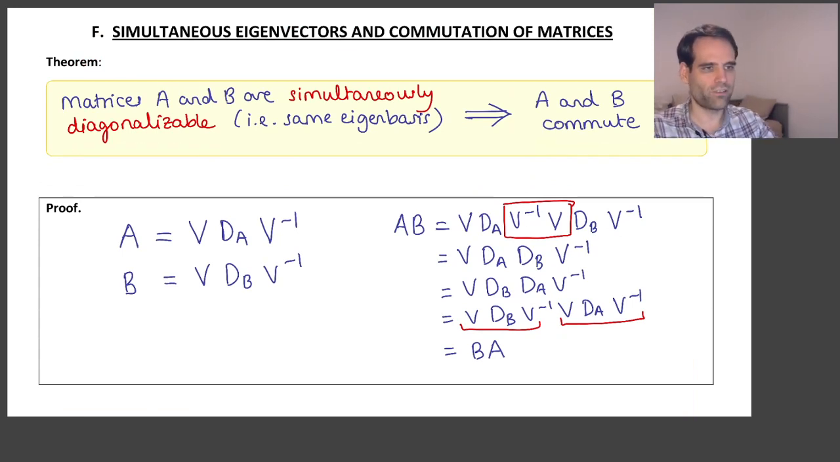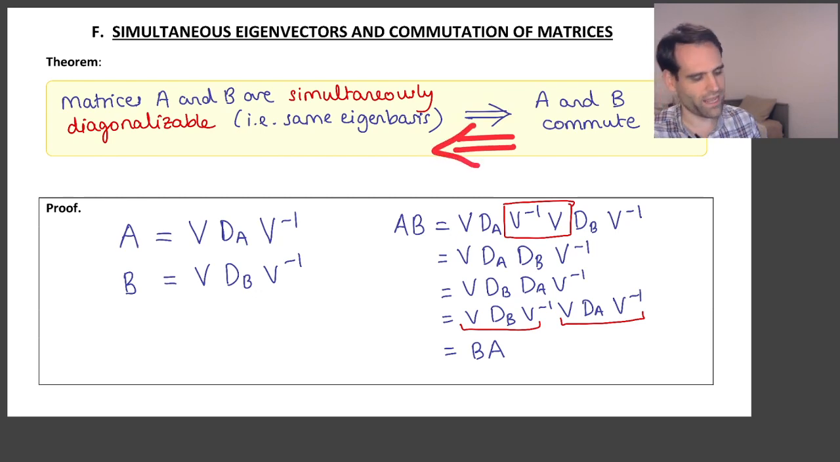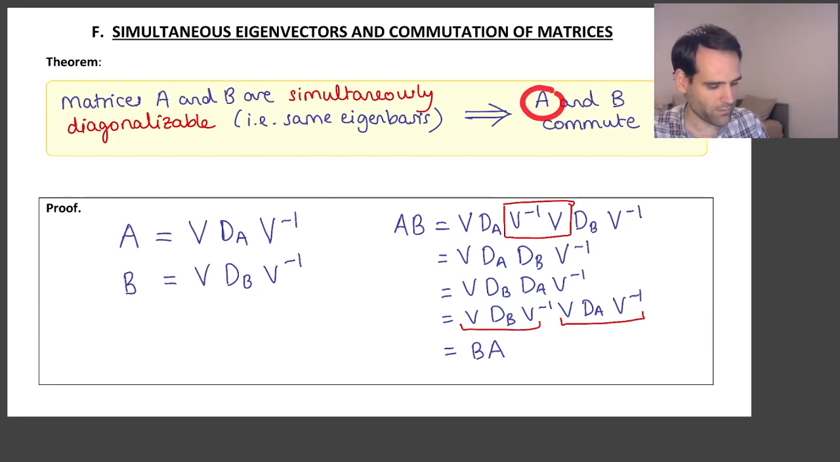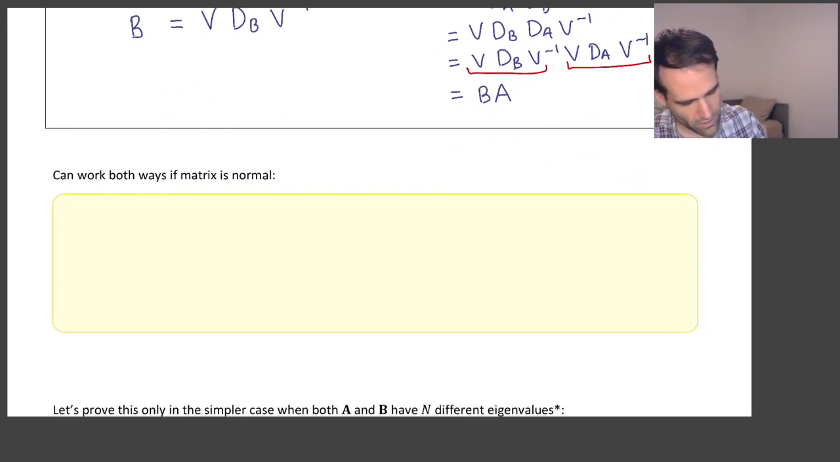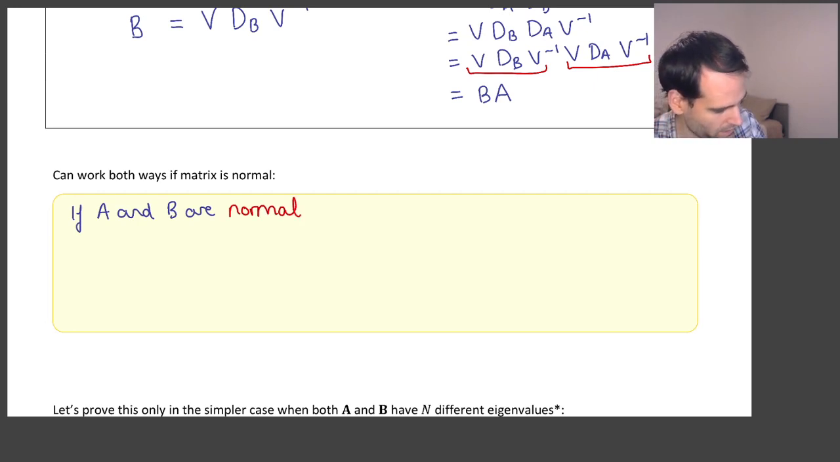Now, very importantly, we have proven the arrow going to the right. Is it possible to prove the arrow going to the left? In other words, if you find two matrices A and B that commute, can you conclude that they have the same eigenbasis? And the answer is not always, okay? However, under certain special circumstances, then yes, and that is the next theorem. So, if A and B are normal matrices, and remember that normal matrices has a specific, technical meaning, yeah?